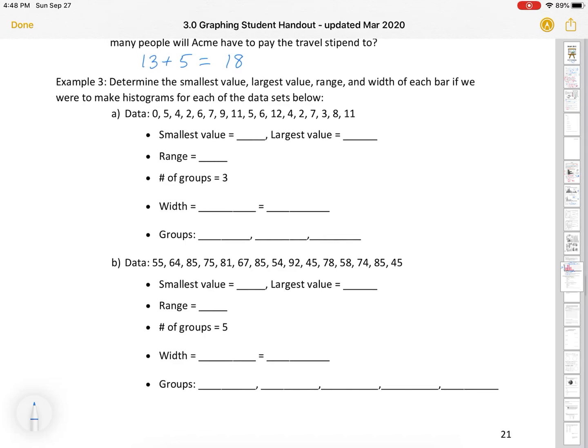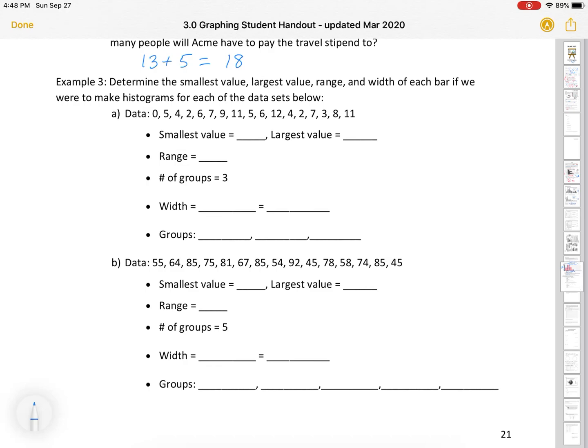Example number 3. Examine the smallest, largest value, range, and width of each bar if we were to make histograms for the data sets below. So we're going to take a look at these data sets and make some decisions about what kinds of ranges we would make on our histograms if we were building one.